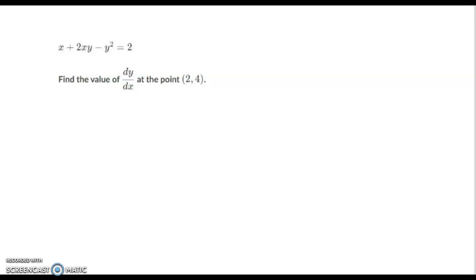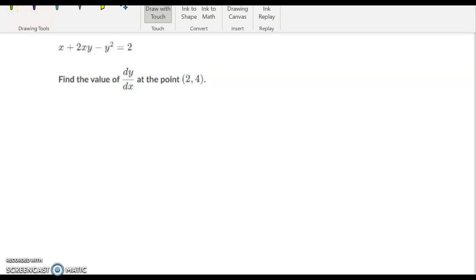Find the value of dy/dx at the point (2, 4). We could add to the directions: by implicit differentiation. This is an implicit differentiation problem. Okay, so I'm going to take the derivative of both sides.